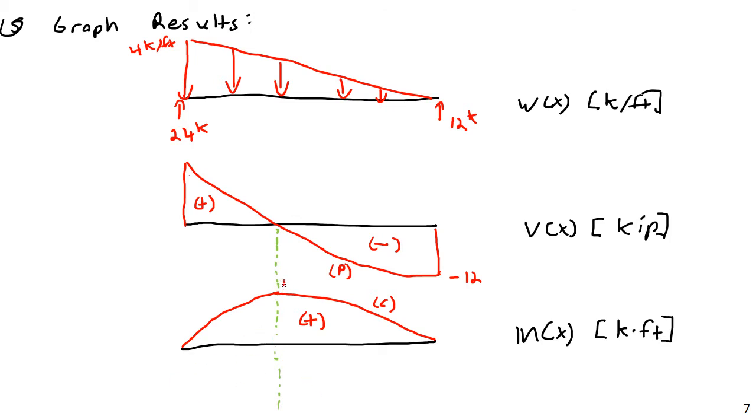And this would be where my M max is. So if I plotted the whole equation, I would get something kind of like this. Of course, the function only has any mathematical validity, it's only defined, for when x is between 0 and 18 feet. Okay, so we do have a few other notes on this that I want to discuss.